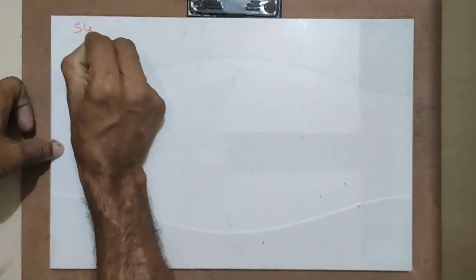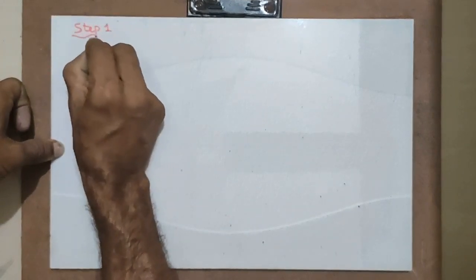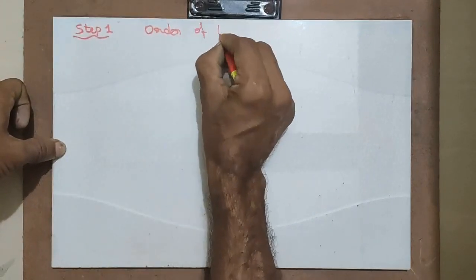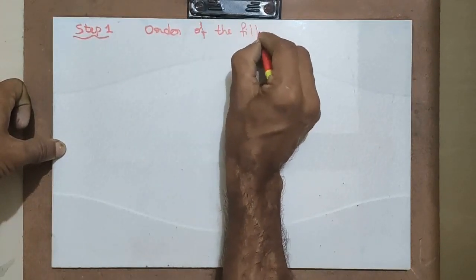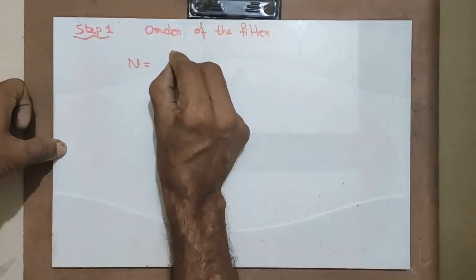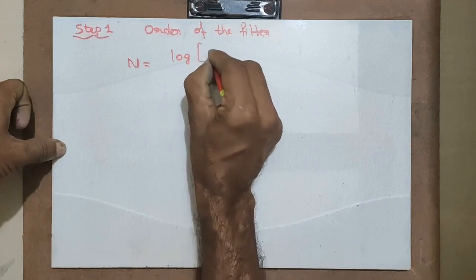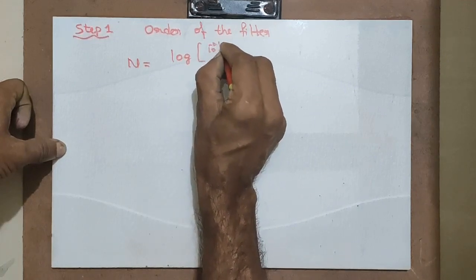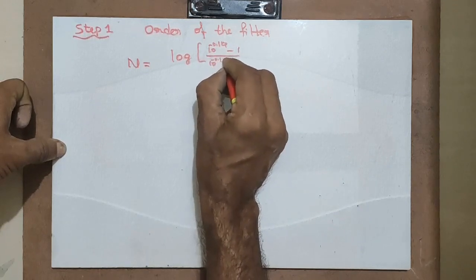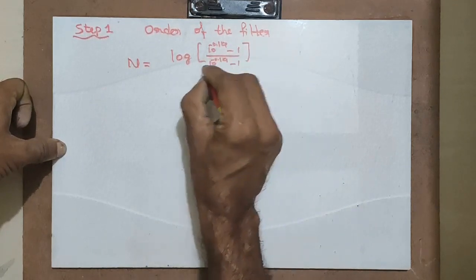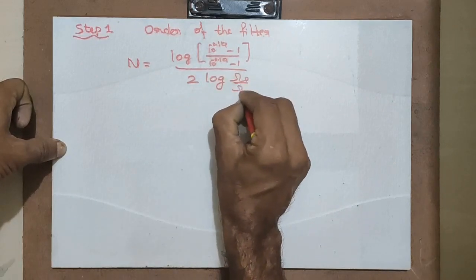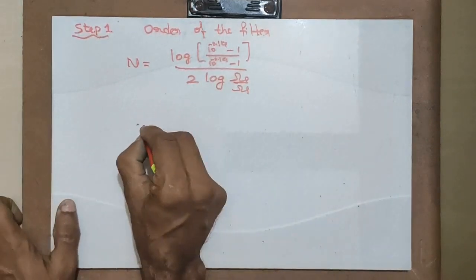Now, step 1. Step 1 is the order of the filter. N is equal to log of (10 raised to minus 0.1 Kp minus 1) divided by (10 raised to minus 0.1 Ks minus 1) whole divided by 2 log omega p divided by omega s.